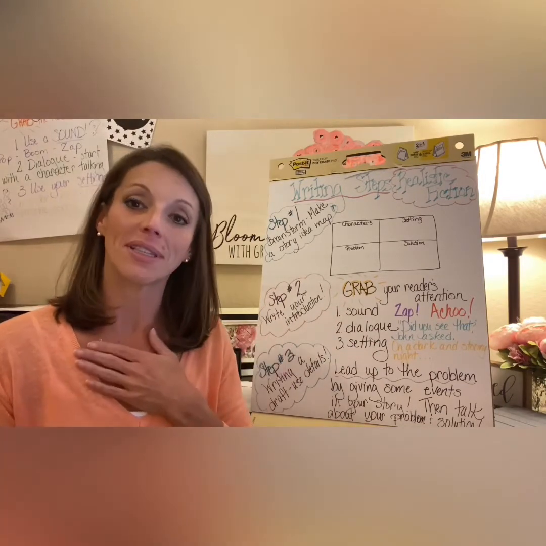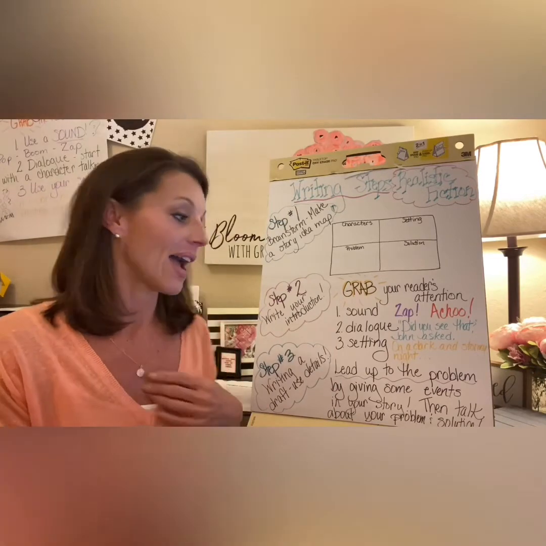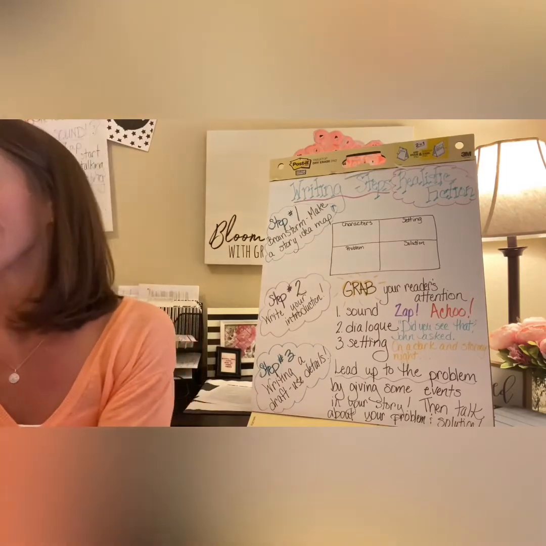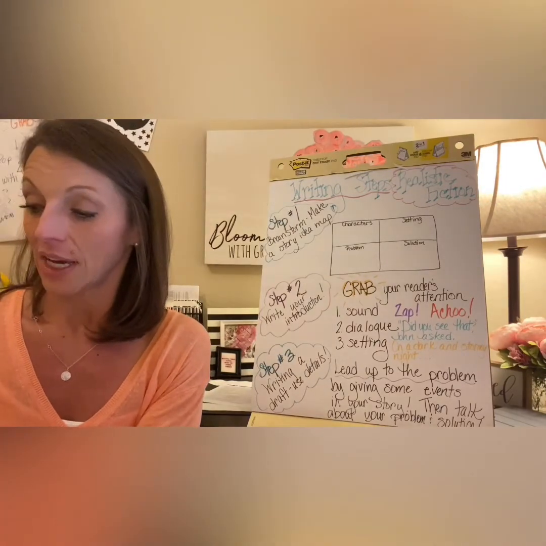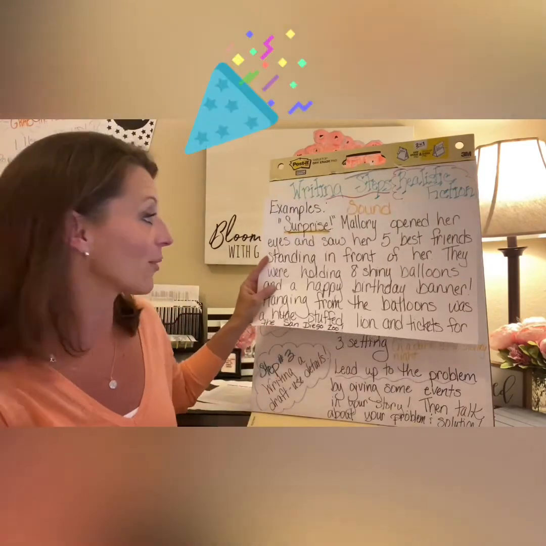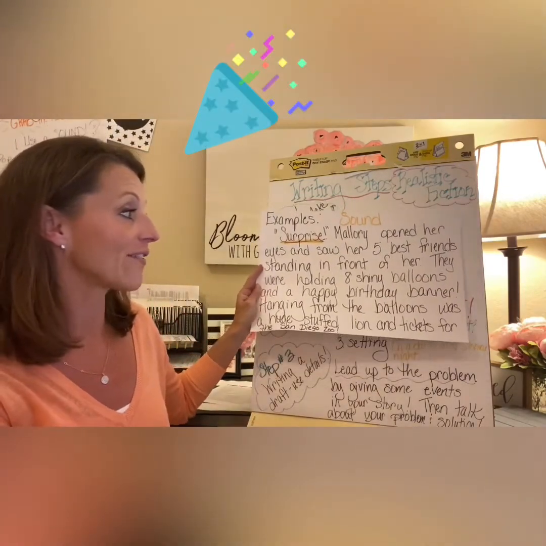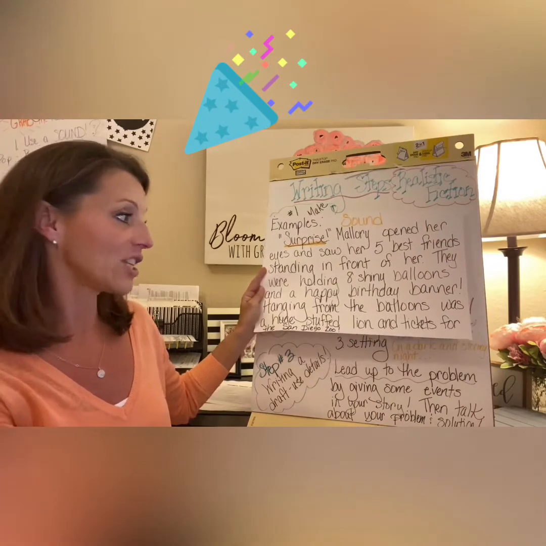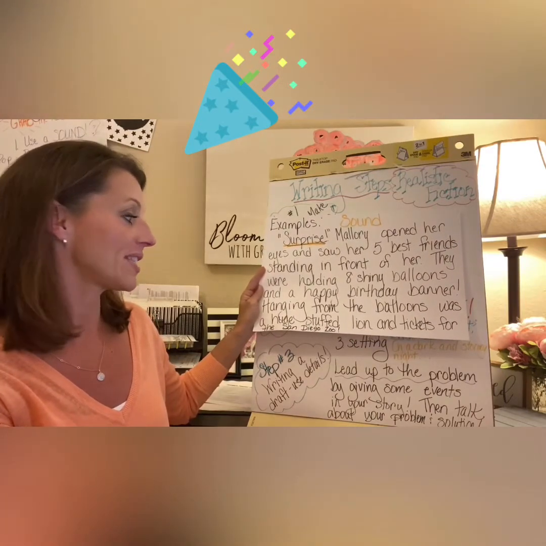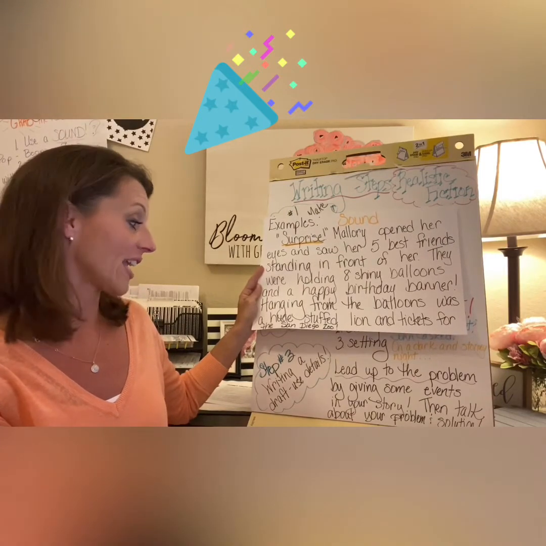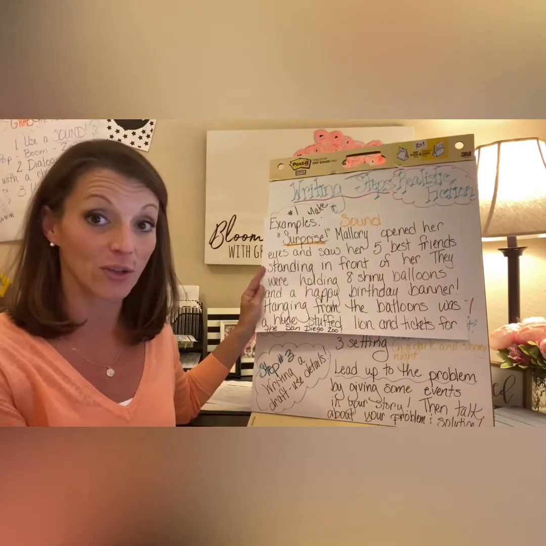So remember Mrs. Morrow's story? I said my introduction was, "Surprise! Mallory opened her eyes and saw 5 of her best friends standing in front of her. They were holding 8 shiny balloons and a happy birthday banner. Hanging from the balloons was a huge stuffed lion and tickets for the San Diego Zoo."